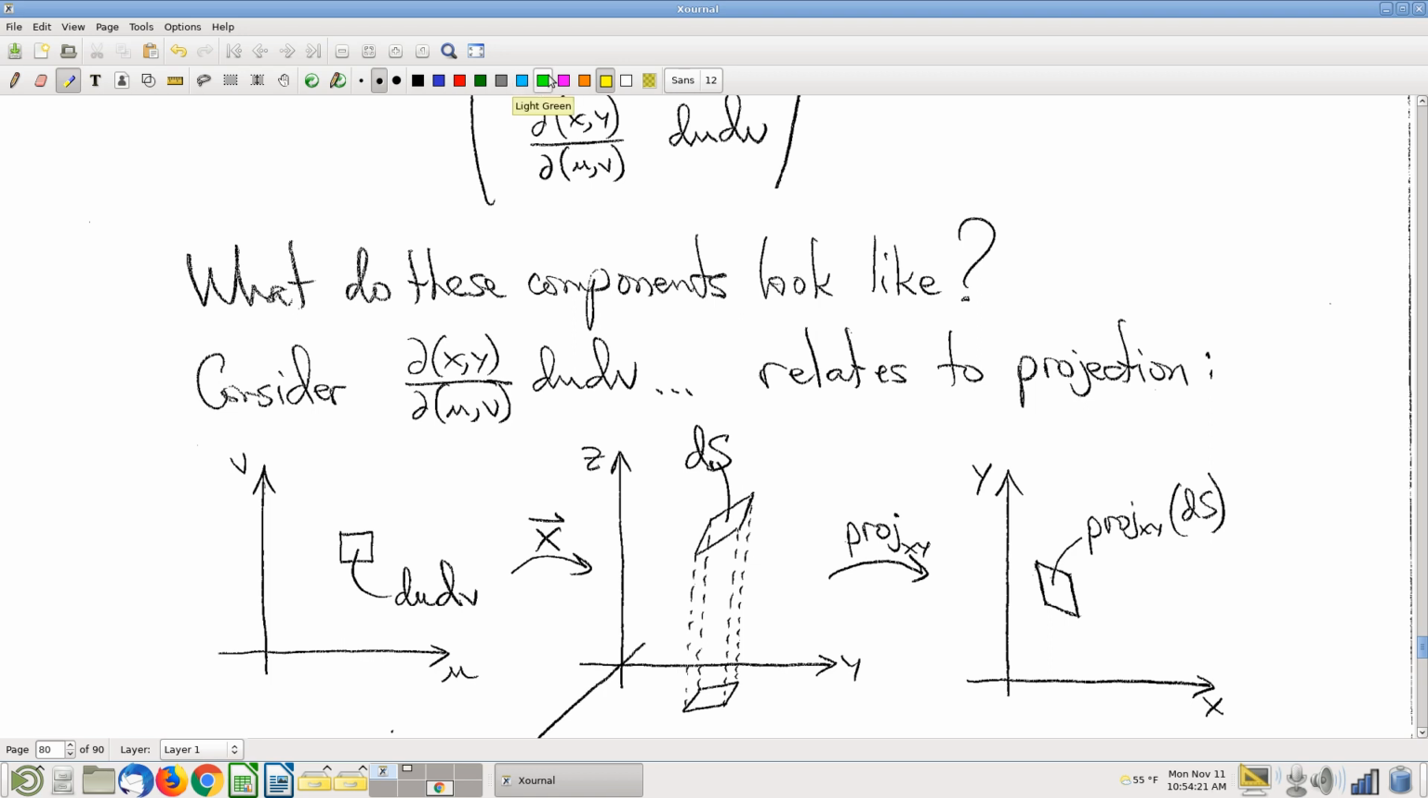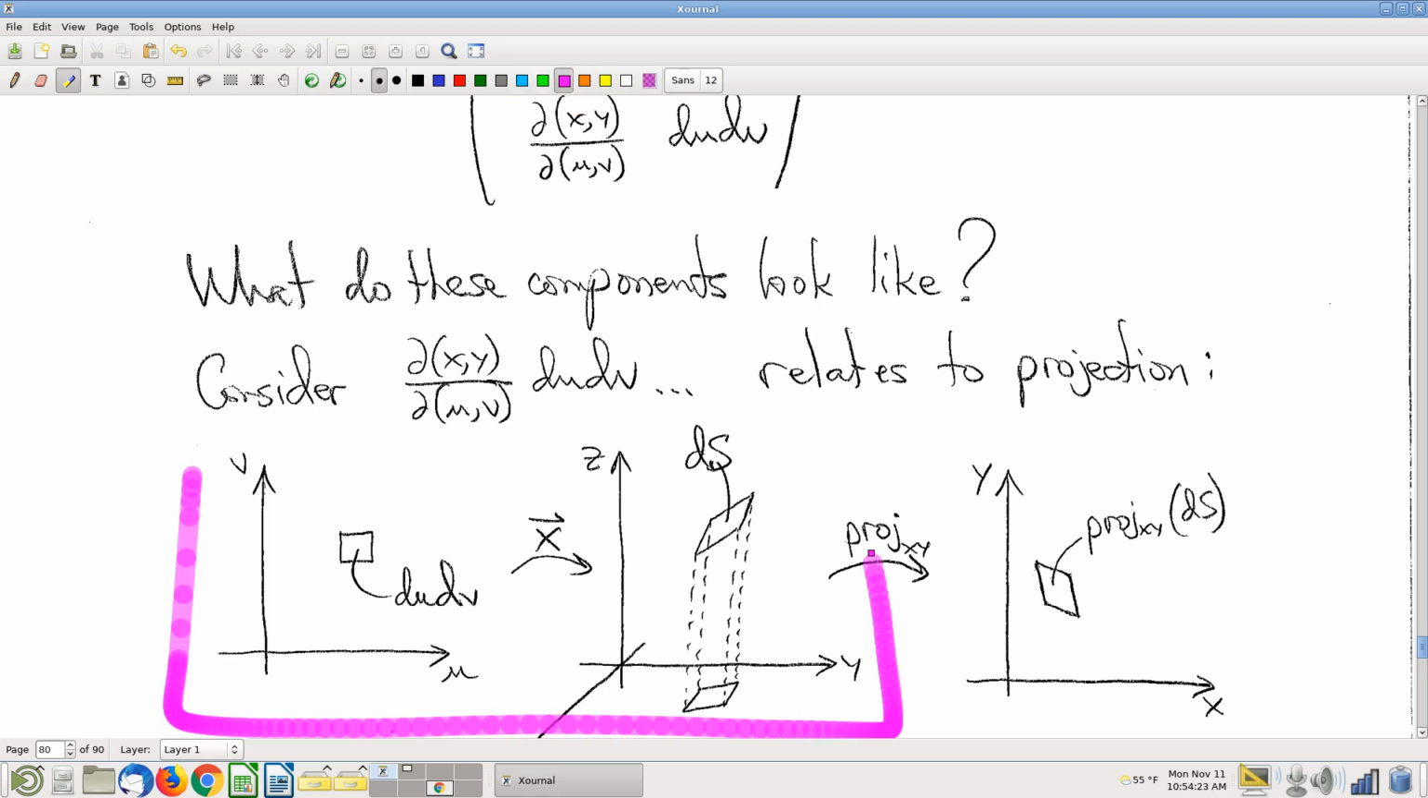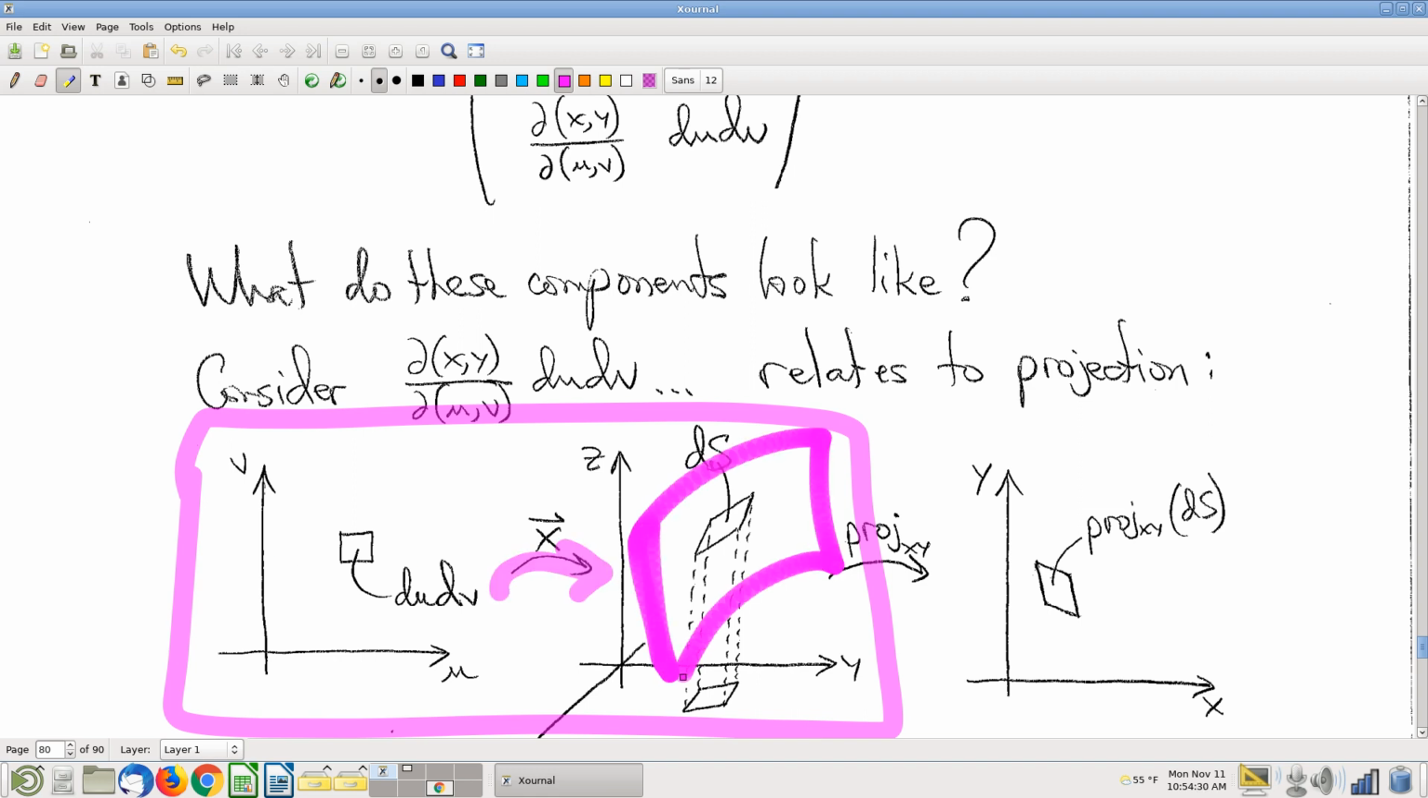Now, real quick, first of all, here's our parameterization. So we've got some surface over here. Here's a little piece of that surface that we're looking at, and here's the pullback little piece of surface, du dv.